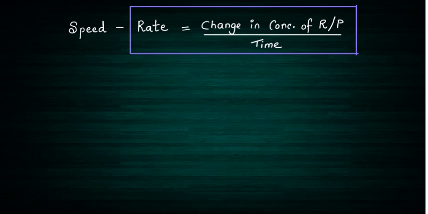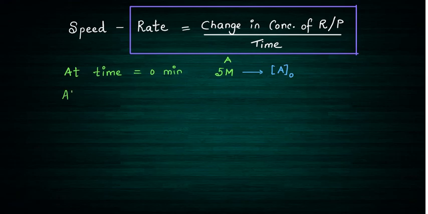Let's say at time equal to 0 minutes, the initial concentration of a reactant A that is present is 5 molar. This is called A naught. So A naught would be the initial concentration of reactant A in molarity at time equal to 0 minutes.